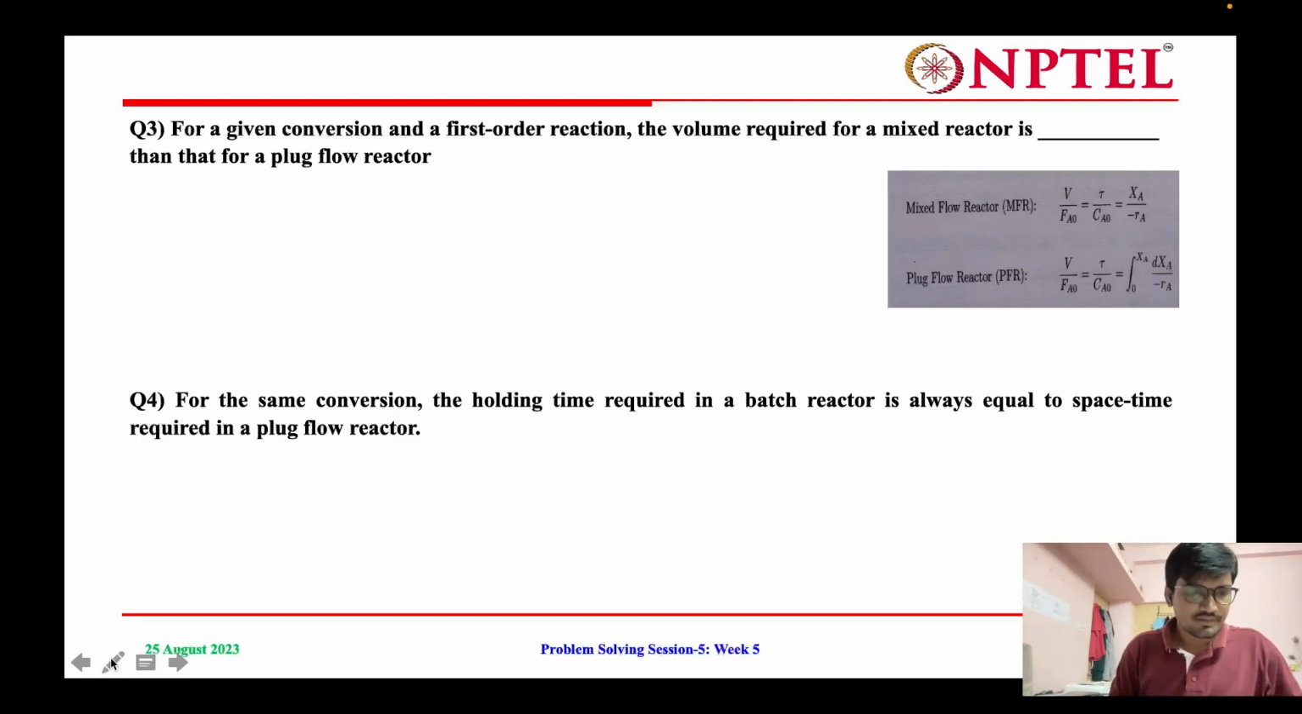Moving to question number 3: for a given conversion and first order reaction, the volume required for a mixed reactor is blank that of a PFR. So for a particular conversion for a first order reaction, the volume required for the CSTR versus the PFR, how to calculate? Here is the performance equation for the CSTR and PFR.